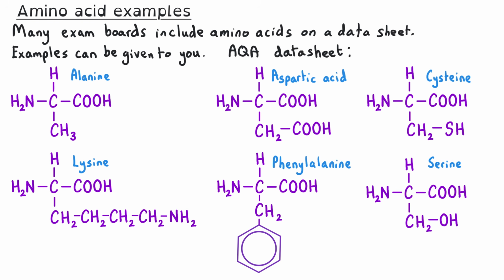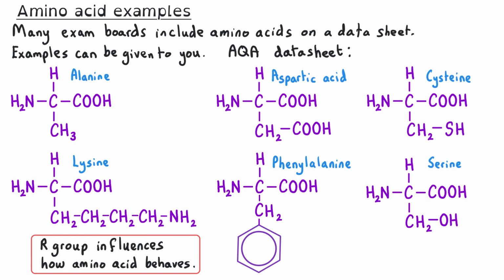So as you can see from these examples, the R group or side chain is what makes each amino acid unique. These side chains determine how the amino acid behaves, whether it's polar or non-polar, acidic or basic, and whether it's hydrophilic or hydrophobic. And all of that plays a huge role in how proteins fold and function.